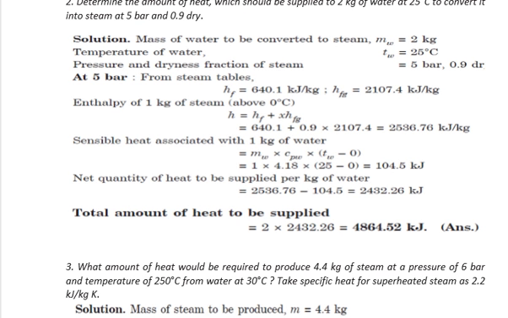Then the net quantity of heat to be supplied per kg of water, that is, how much energy is supplied to the water so that steam can be generated. 2536.26 minus 104.5 equal to 2432.26 kilojoule. That amount of heat net is needed.